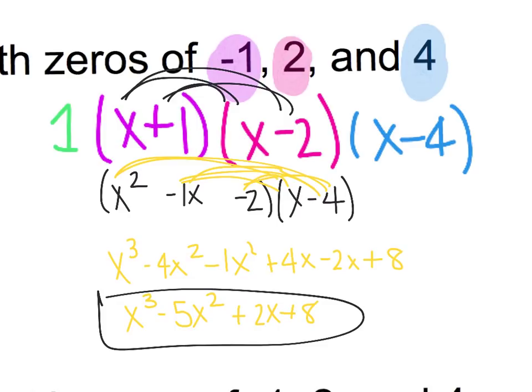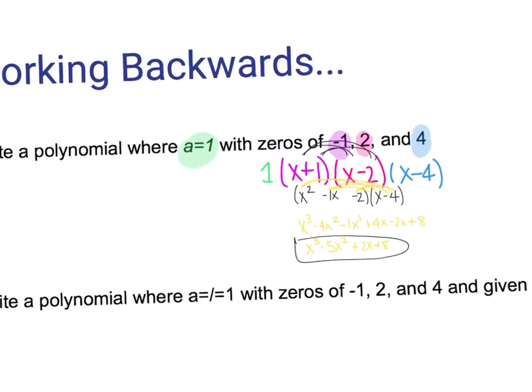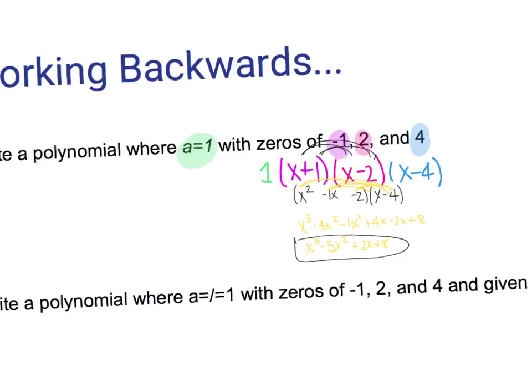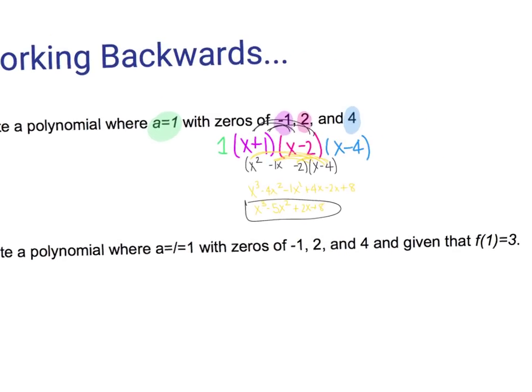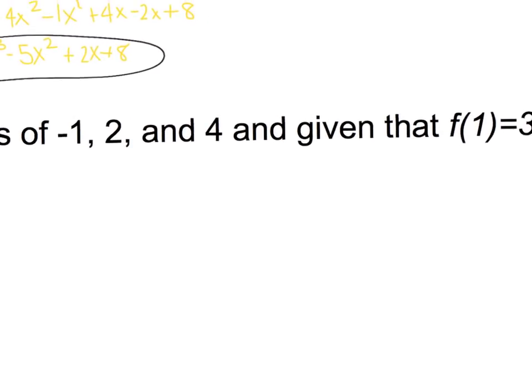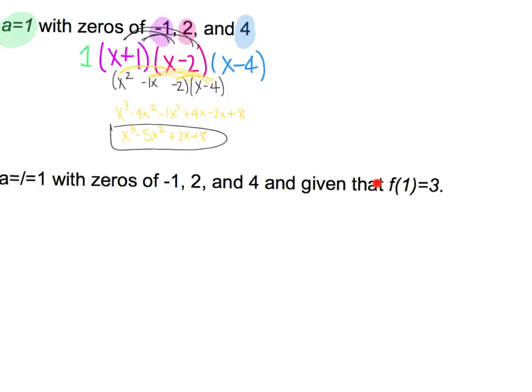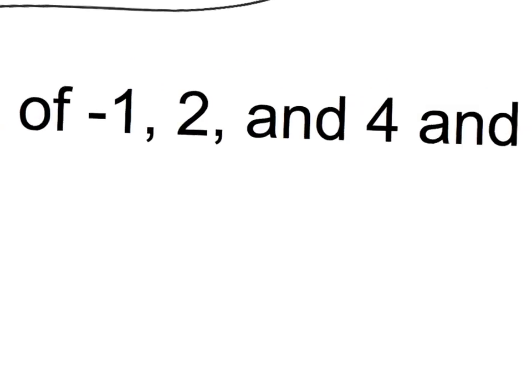Okay, well that was easy enough, but part of the reason that one was so easy, just to be honest with you, was because it had this coefficient where a was 1. That was important. So what happens if a isn't 1? Well, we still start off the same way. We have zeros of -1, 2, and 4. And we're also given this information that f of 1 equals 3, and we're going to get to that in a second.